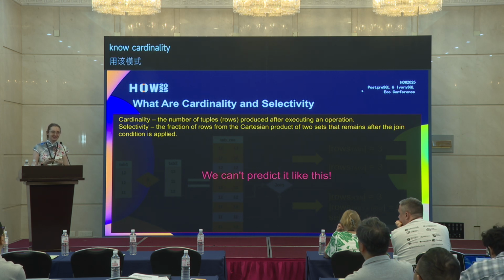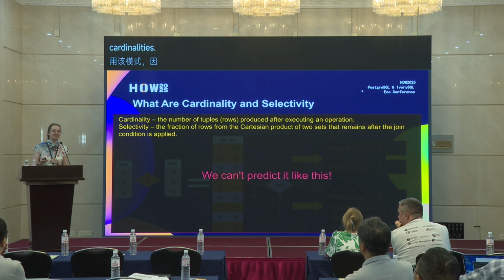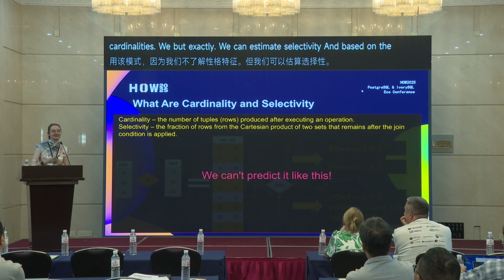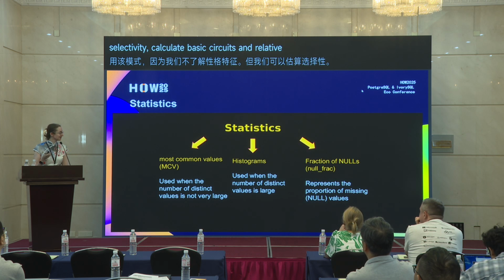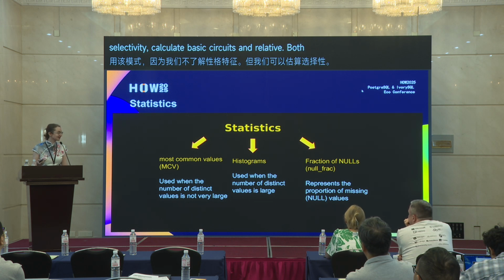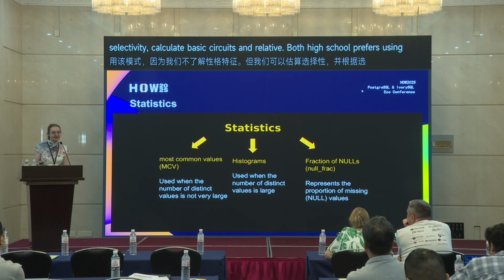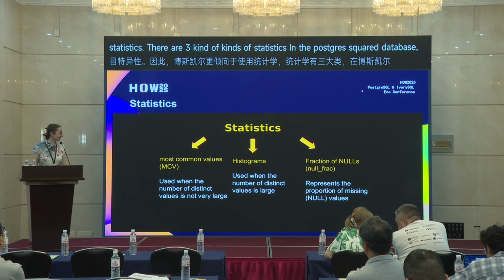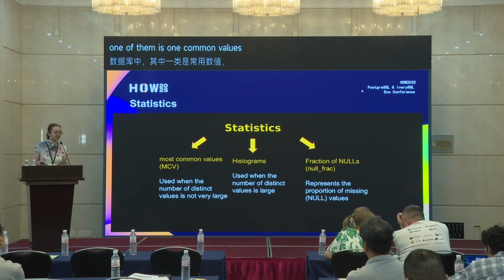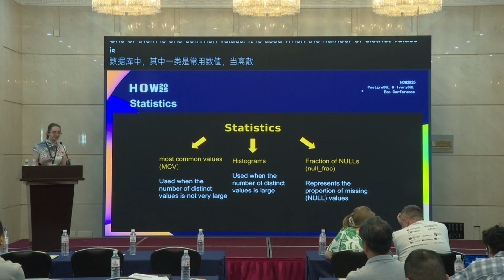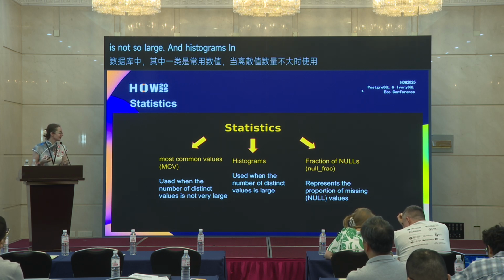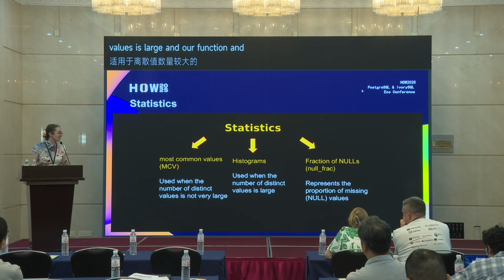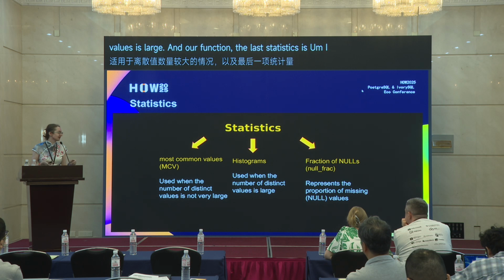But at the same time, we can estimate selectivity, and based on the selectivity, predict the cardinality. So, PostgreSQL prefers using statistics. There are three kinds of statistics in the PostgreSQL database. One of them is most common values. It is used when the number of distinct values is not so large. And histograms, in contrast, are used when the number of distinct values is large. And the last statistic represents the proportion of null values.